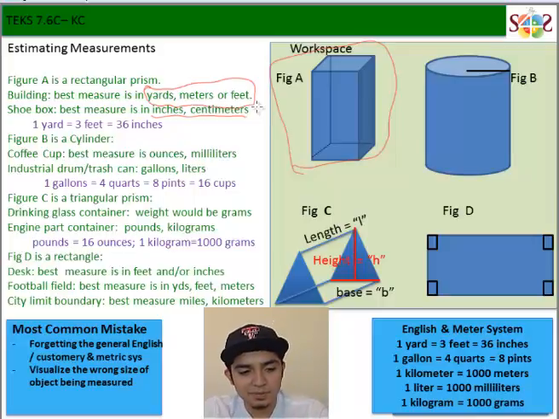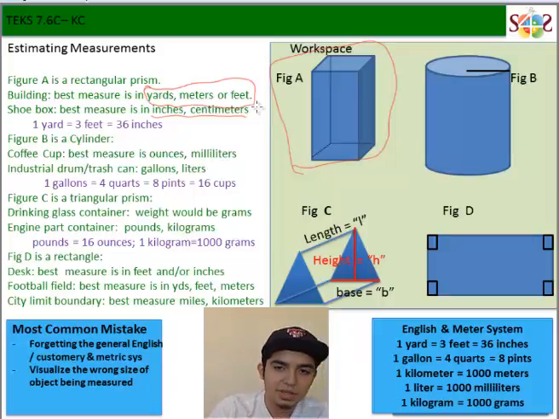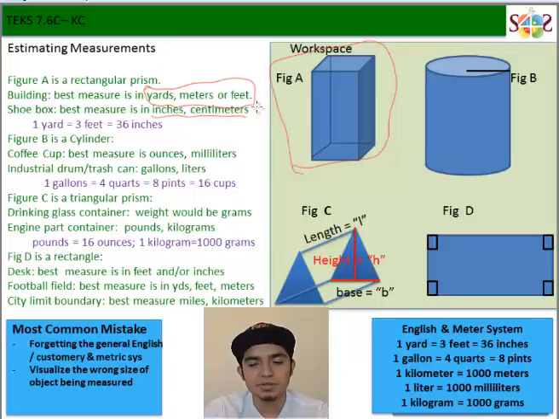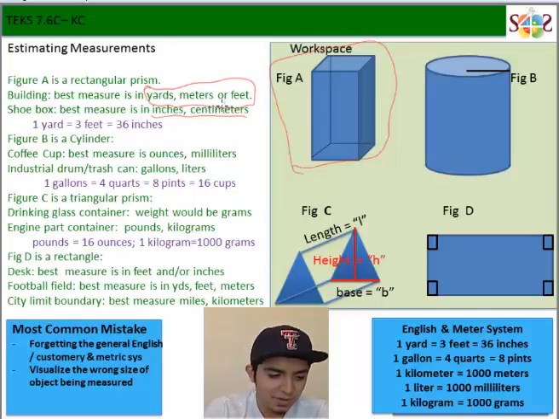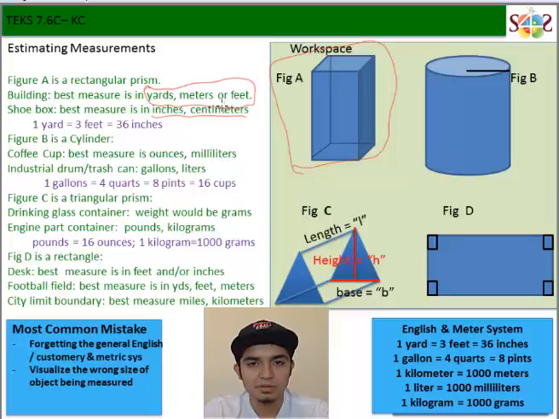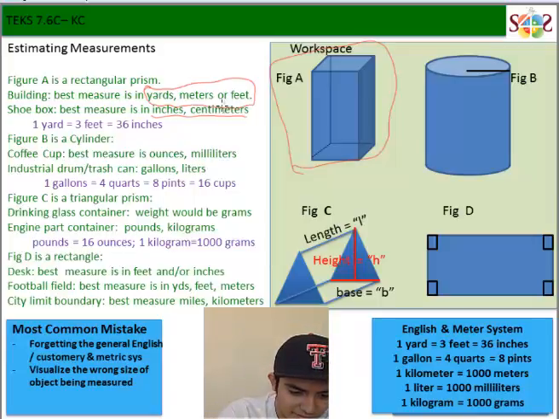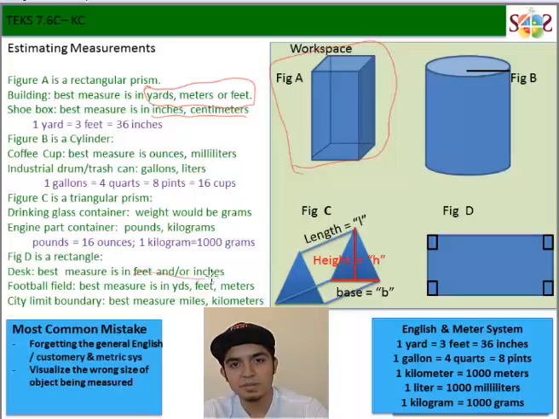An example would be, bringing it back to the building, you wouldn't use centimeters to measure the length of a skyscraper, because it wouldn't seem practical. Figure D is a rectangle, and it asks us to use the best measurement unit for a desk. For a desk, the best unit would be feet or inches, since it's large enough to use feet, but also small enough that you could use inches.